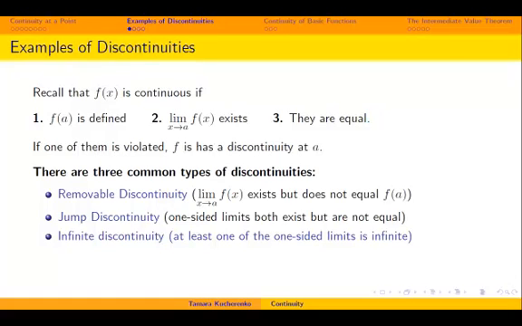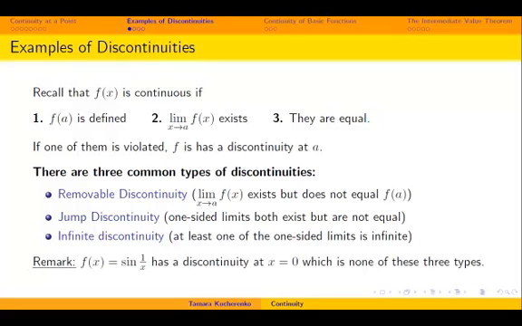It is worth mentioning that these are not all possible discontinuities. For instance, sine of 1 over x has a discontinuity at 0, which is none of these three types. The reason is that sine of 1 over x oscillates infinitely often between 1 and negative 1 as x approaches 0. So neither the right nor the left limit exists or is infinite.